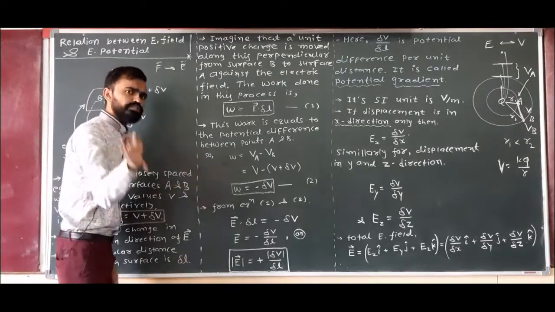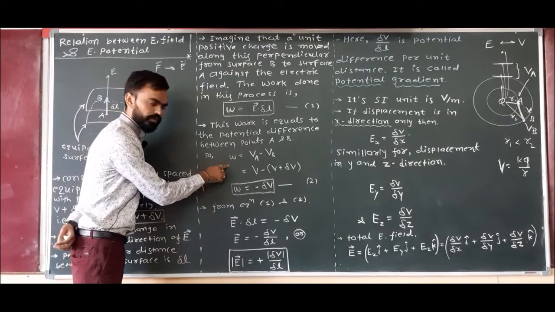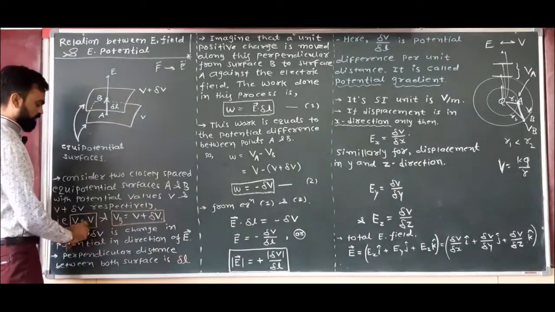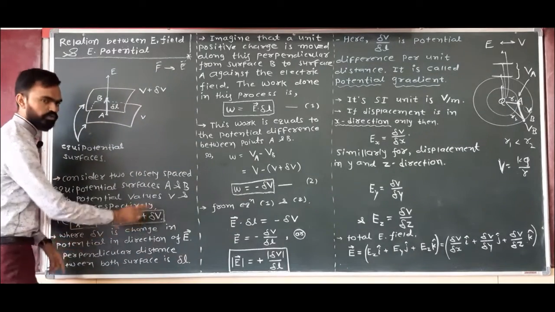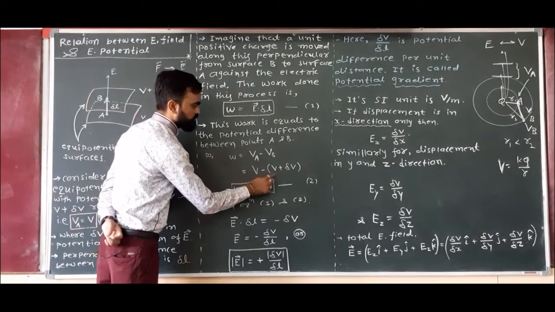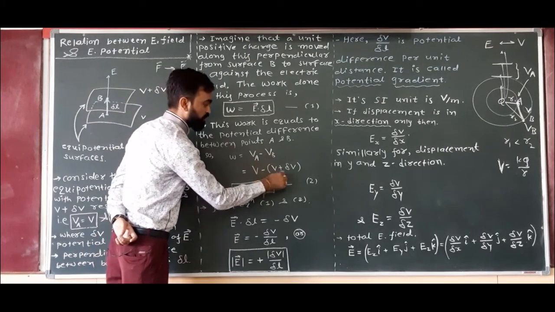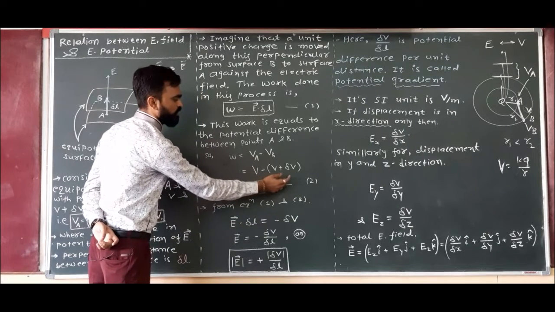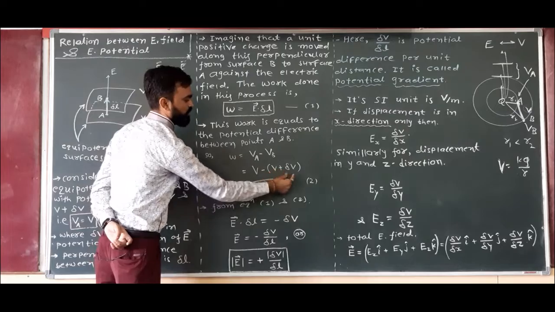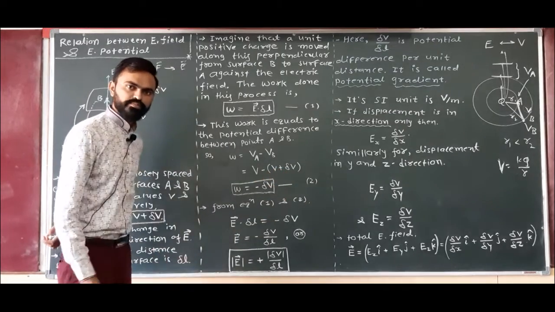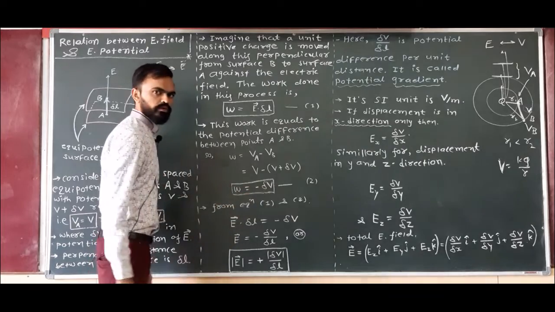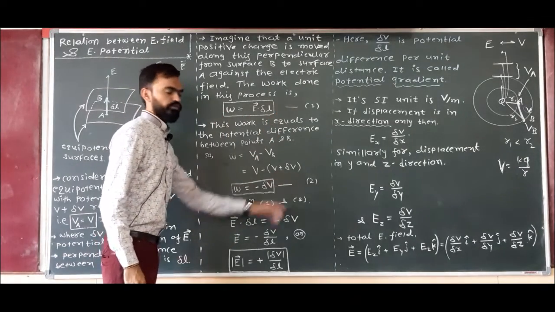So according to this concept, our work W is equal to VA minus VB. We have both these values: VA is equal to V and VB is equal to V plus delta V. So use those values here. V minus, in the bracket, V plus delta V. The V gets cancelled. What remains is minus delta V, because the negative sign associates with the second term in the bracket, right? So W is equal to minus delta V. This is equation 2.